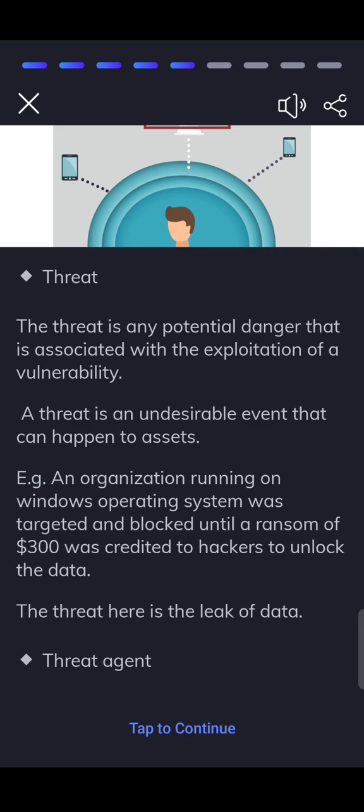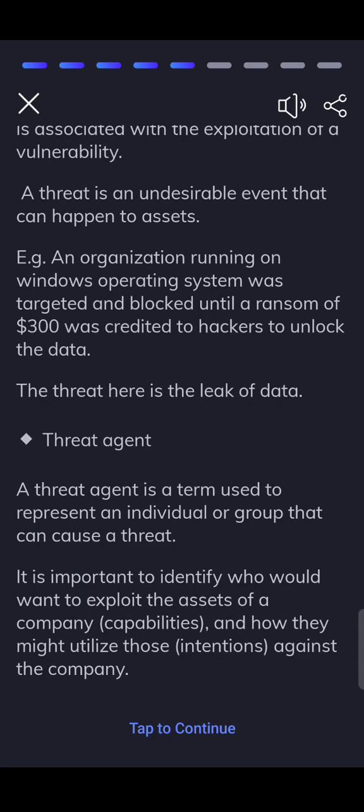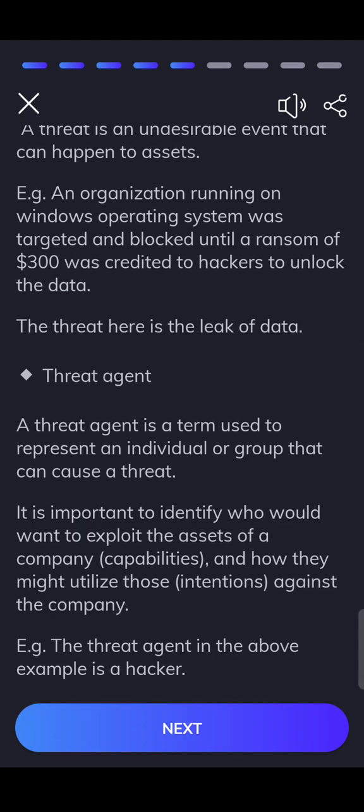Threat agent. A threat agent is a term used to represent an individual or group that can cause a threat. It is important to identify who would want to exploit the assets of a company, their capabilities, and how they might utilize those. Intent. For example, the threat agent in the above example is a hacker.